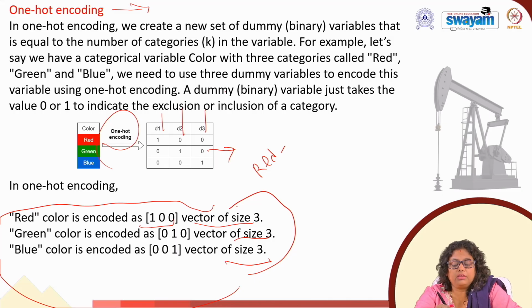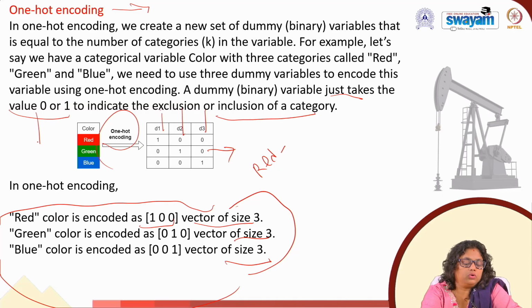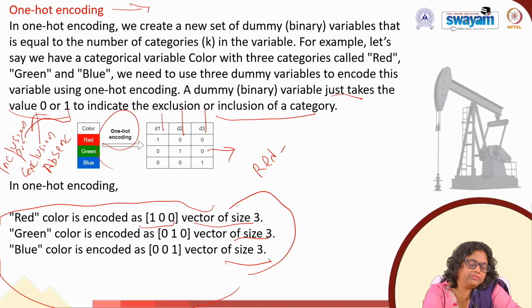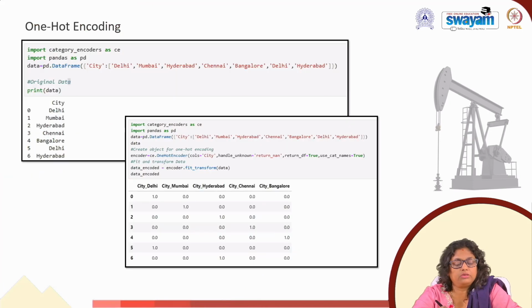A dummy or binary variable just takes the value 0 or 1, and it indicates the inclusion or exclusion of a category. So 0 represents the exclusion or absence, and 1 represents inclusion or presence. This is what we have talked about in hot encoding.